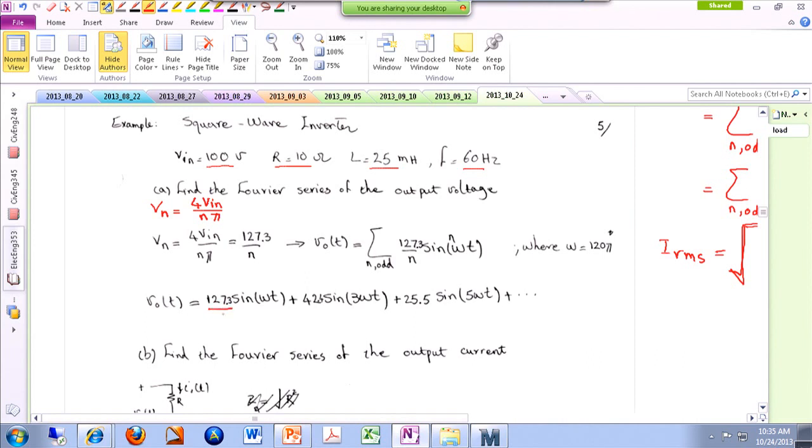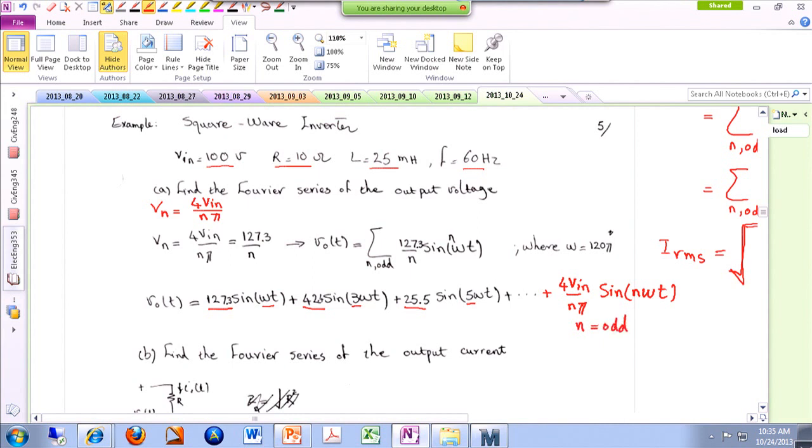If I put n equals 3, it gives me 42.4. If I put n equals 5, it gives me 25.5 volts. So these are all the amplitudes, and obviously this is happening at the fundamental frequency, 3 times the fundamental frequency, 5 times the fundamental frequency. So in the end we have 4 Vn over n pi sine of n omega t. n should be an odd value.